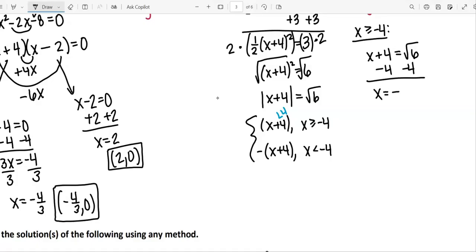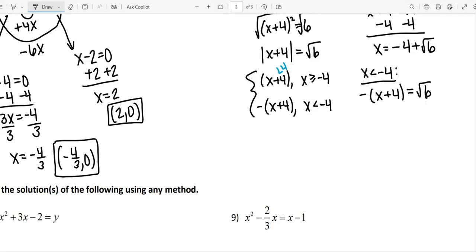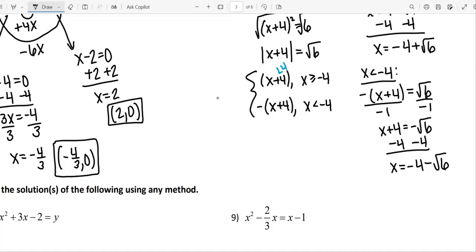Notice, -4 is your rational number. That should come first. And then positive square root of 6 is your irrational number. That comes second. And then x is less than -4 will be negative times x plus 4 is equal to the square root of 6. The only extra step here is dividing by that -1 first. So you'll have x plus 4 is equal to negative square root of 6. And then same step as the last one, you're just going to subtract 4. -4 is your rational number. Negative square root of 6 is your irrational number.